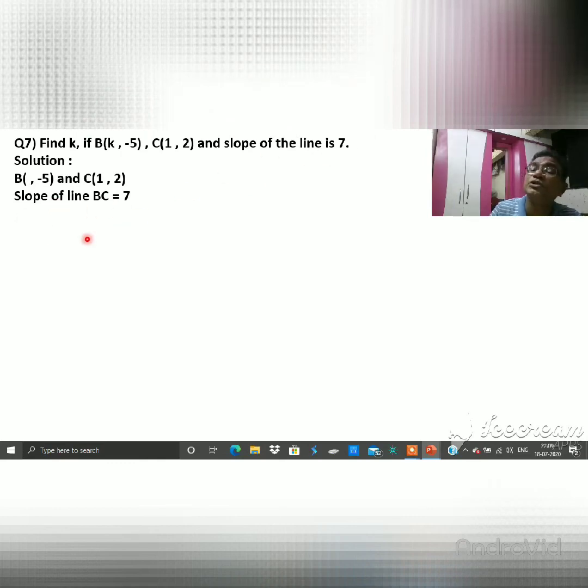So slope of line BC is equal to y2 minus y1 divided by x2 minus x1. So slope of line BC is equal to y2. What is y2? 2. So I write here 2 minus y1. What is y1? Minus 5, so I write it in the bracket. Then x2. What is x2? 1. So I write here 1 minus x1. What is x1? K. So I write here k.